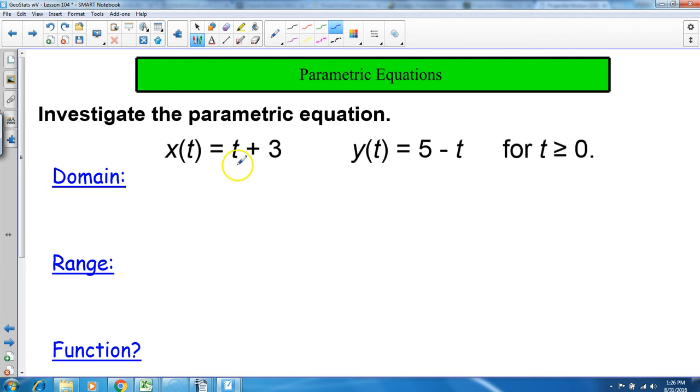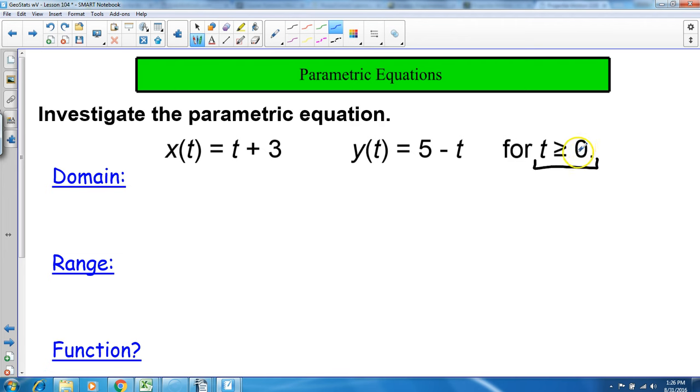So we're going to be looking at these parametric equations and parametric functions. First thing we want to do is talk about domain and range, specifically for an example like this. So I've got this parametric system right here. X is dependent upon time, and here's just a linear function. Y is dependent upon time. Here's another linear function. And we want to look at where t is greater than or equal to 0.